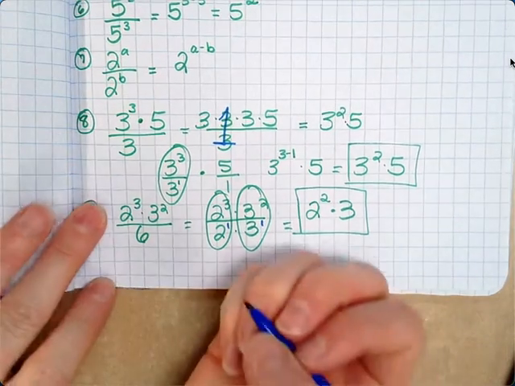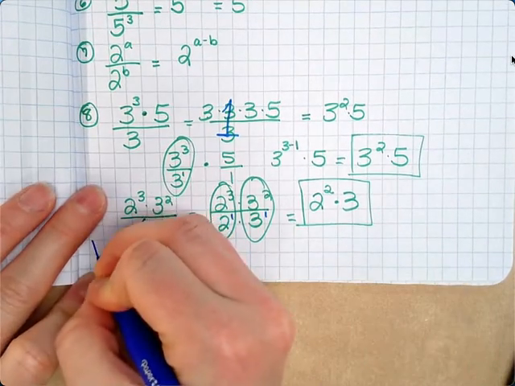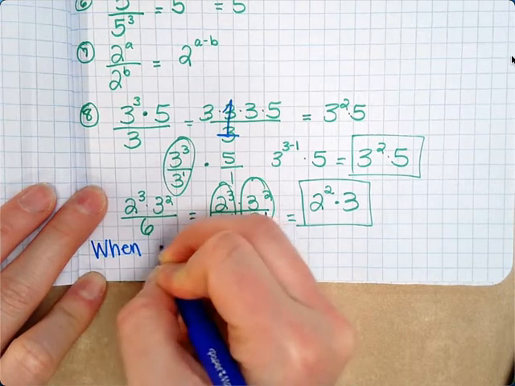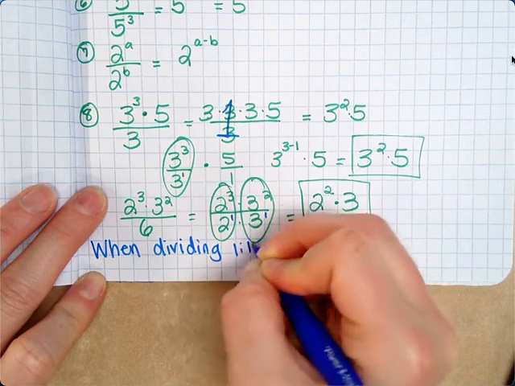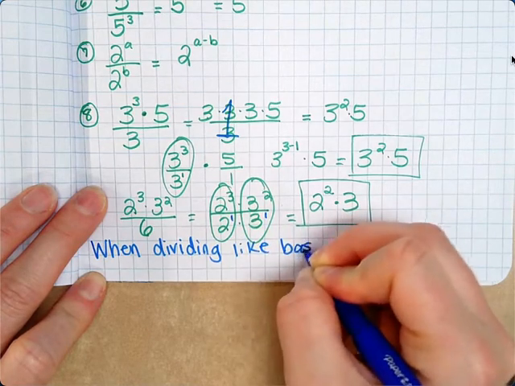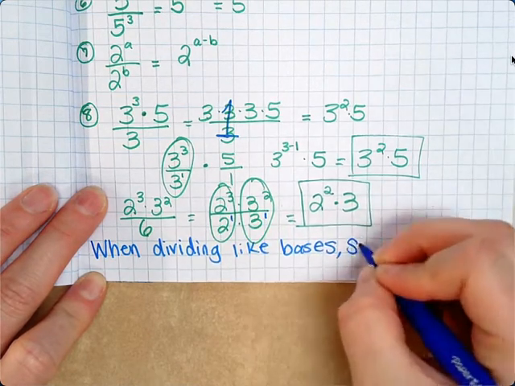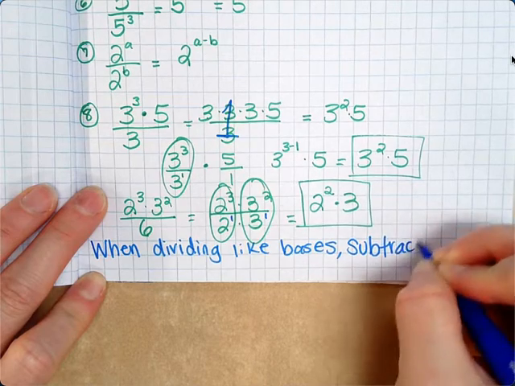All right, so let's write the rule down here. When dividing like bases, subtract the exponents.